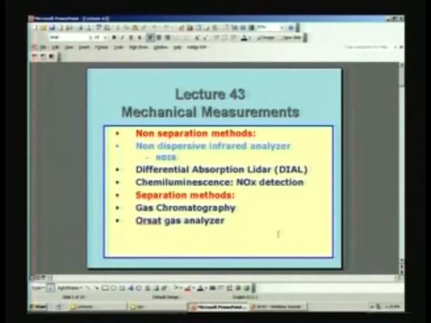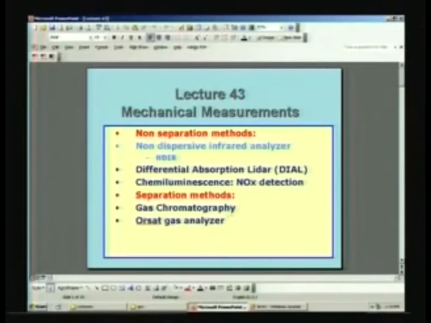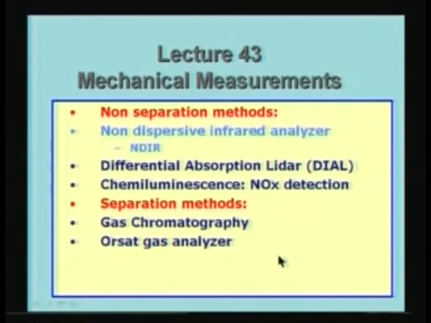So, we have discussed non-separation methods, most of them. In fact, there are many other methods which we do not have time to discuss. So, let us look at the separation methods. Of course, there are two which we can call separation methods. One is gas chromatography and the other one is the RSAT gas analyzer, which I will come to a little later on. So, let us look at the gas chromatographic method of separation of the species and the measurement of these by using a suitable detector.